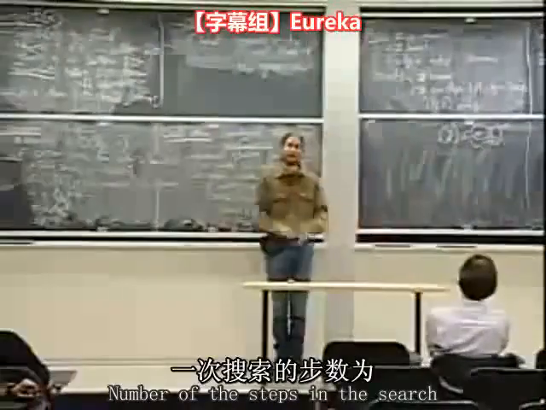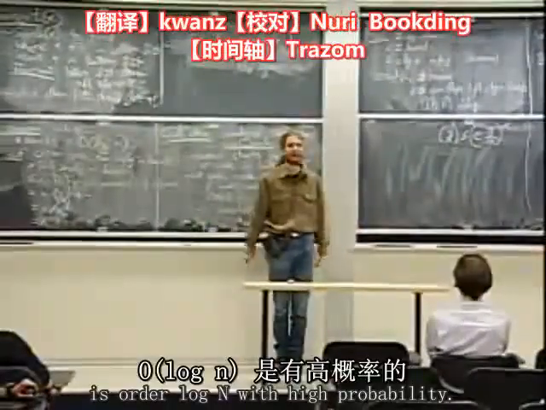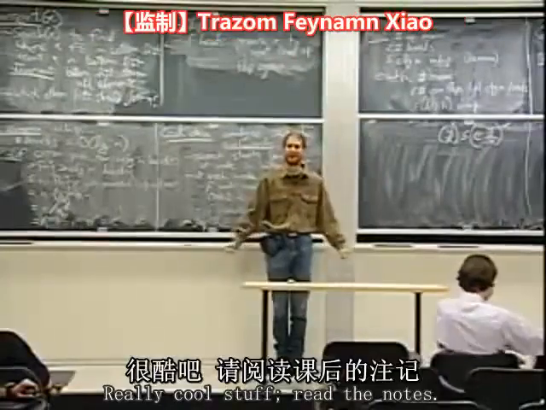Therefore, number of steps in a search is order log n with high probability. Really cool stuff. Read the notes. Sorry I went so fast at the end.